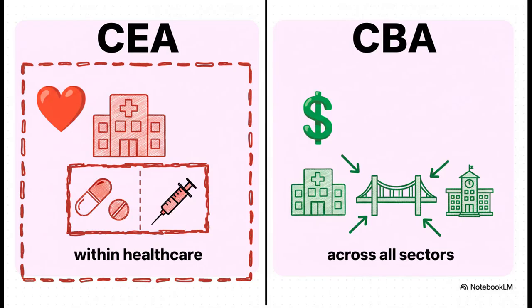So if you remember one thing, let it be this: CEA is an internal conversation within healthcare, speaking the language of health outcomes. CBA is a society-wide conversation, speaking the universal language of money. One helps you choose the best treatment, the other helps you choose between a treatment and a new bridge.